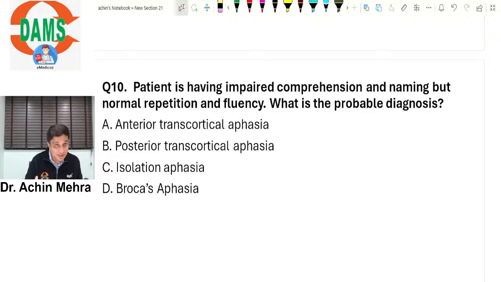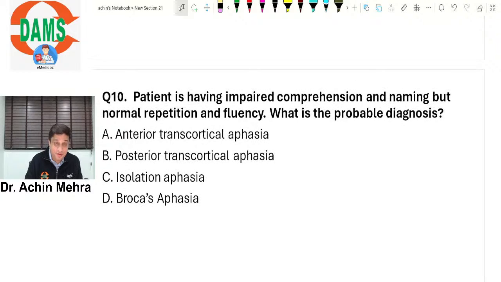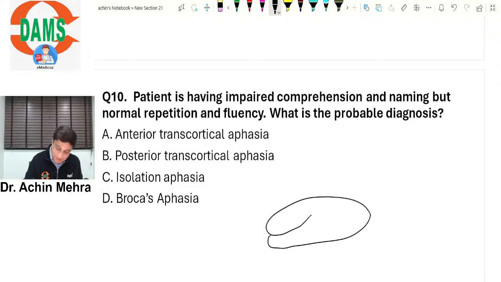Transcortical aphasias. I'll repeat this for you. Now we have transcortical aphasias in which the damage lies in the association area, sensory or motor. If I locate these areas, where are they located? Again, a small diagram. This is Broca's, this is the Sylvian fissure, and this is Wernicke's. Quite near to them are your association areas. This is the motor speech association area, and this is the sensory speech association area, connected to your Broca's and Wernicke's respectively.